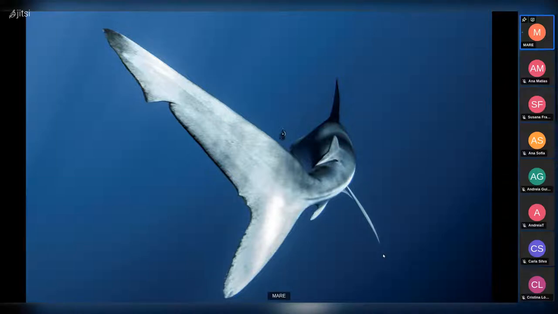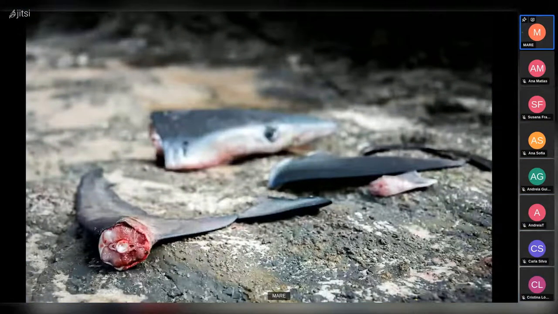act is extremely cruel. So basically, the fishermen get the shark, they cut their fins out, and often they throw the rest of the body overboard, quite often while the animal is still alive.